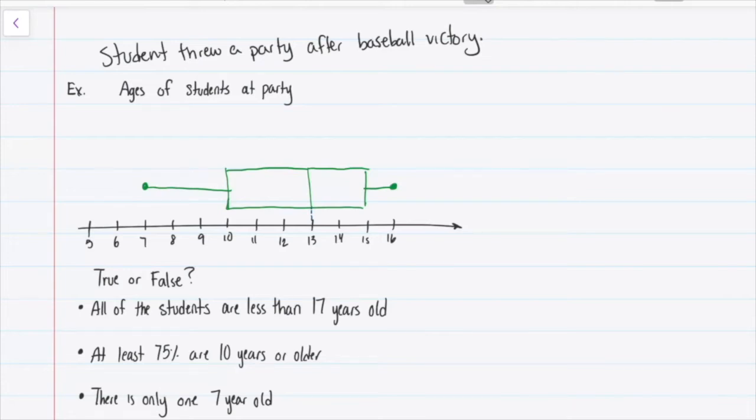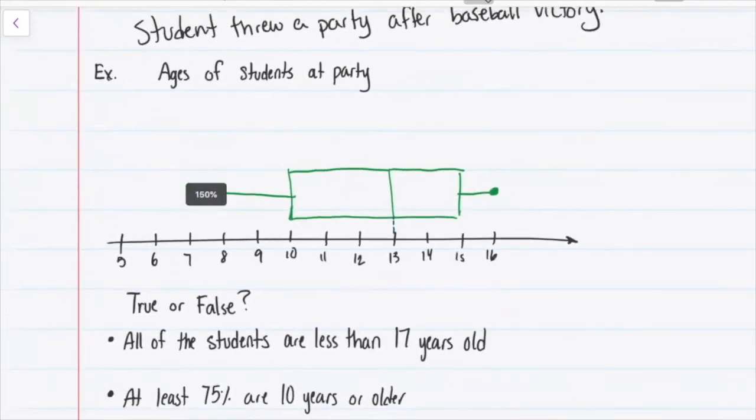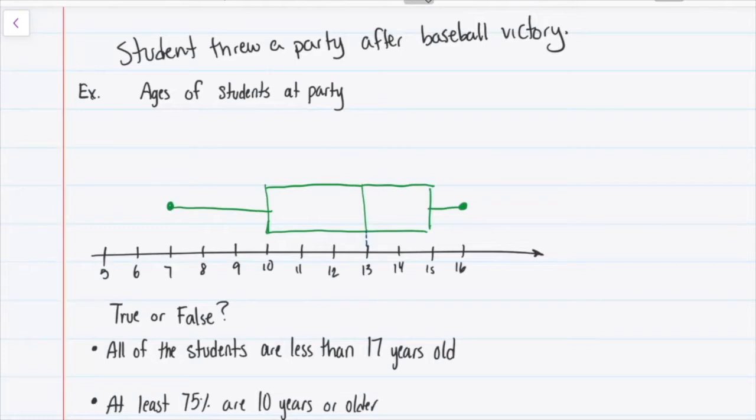We have a student that threw a baseball party to celebrate their recent victory. And these are the ages of the people that attended that party. So these numbers are the ages of the people that attended. So we have between 5-year-olds and 16-year-olds on the graph showing.